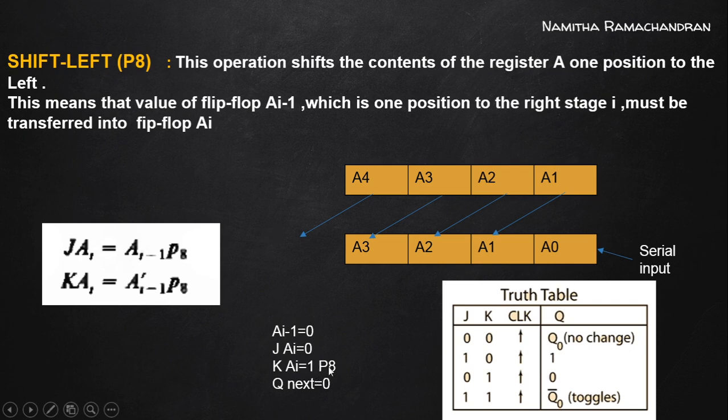Then this 1 and 1 become 1 itself. So now the J value is 0 and the K input becomes 1, so 0, 1 is 0 itself. So after setting the J input as 0 and K input as 1, and by enabling this control variable P8, the next state here we have the value 0. That is the value present in the A(i-1)th position before shifting. Right? This is available here in Ai now after this shift left operation. So the corresponding Boolean function is thus.